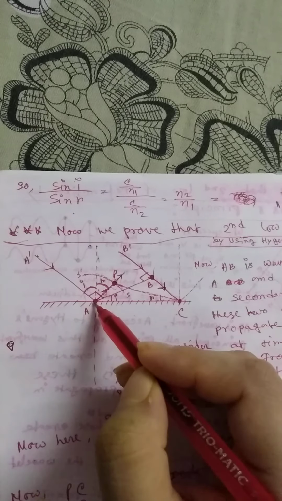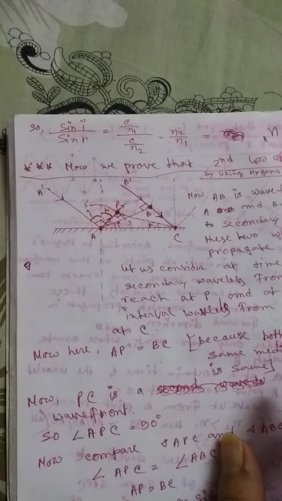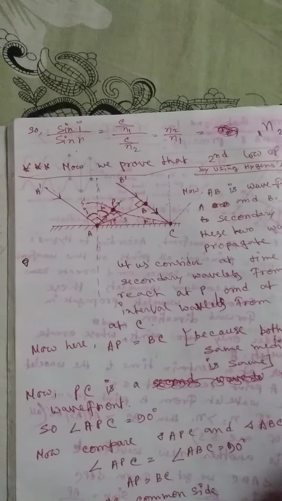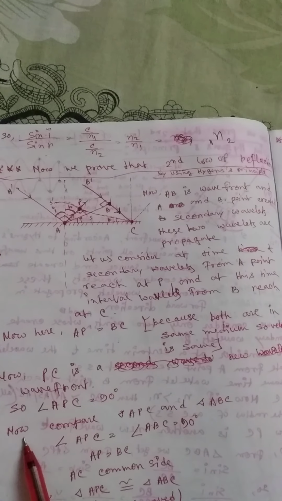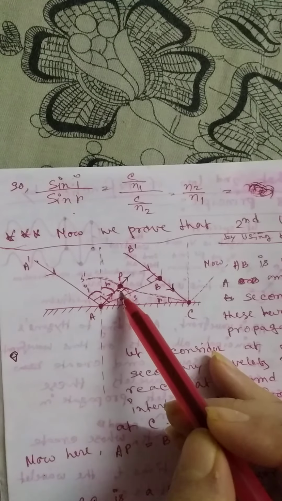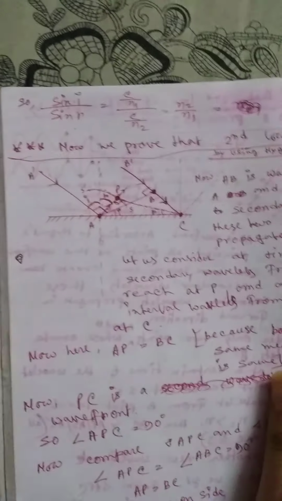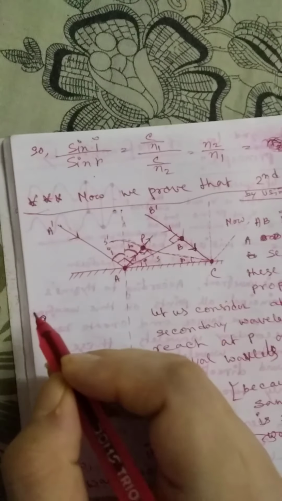Angle is 90 degree. That means angle ABC equals 90 degree. This one is 90 degree, right? So just look at here. If this angle is 90 degree, and I am writing here.